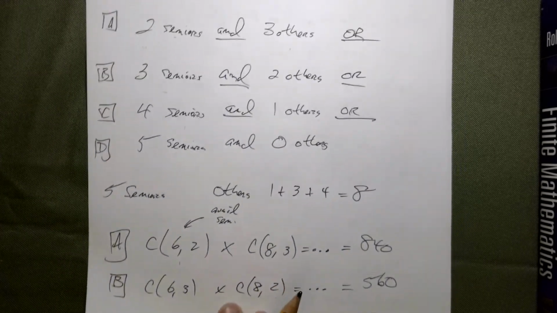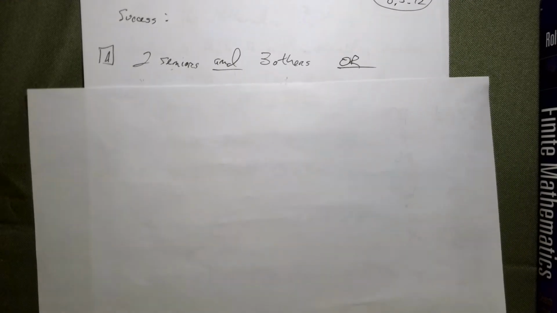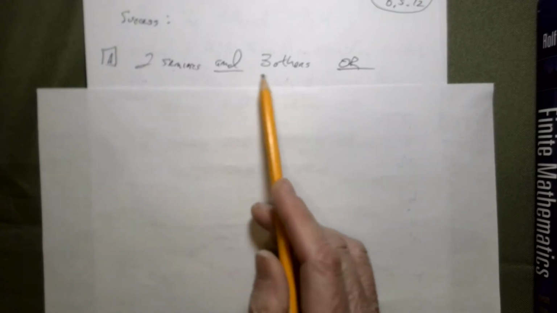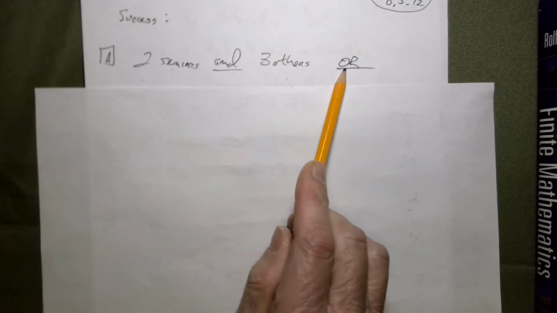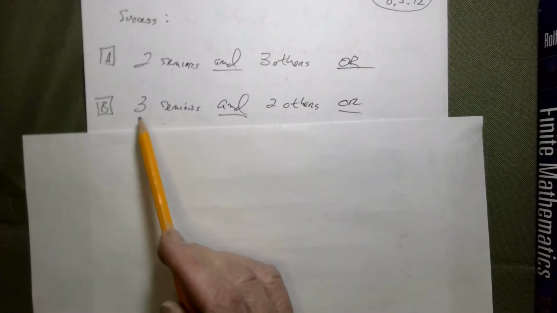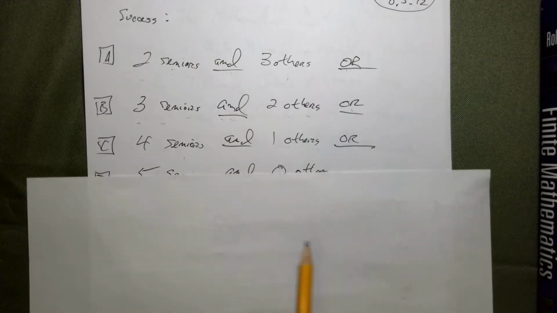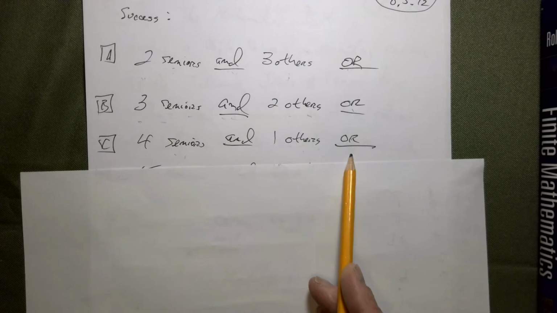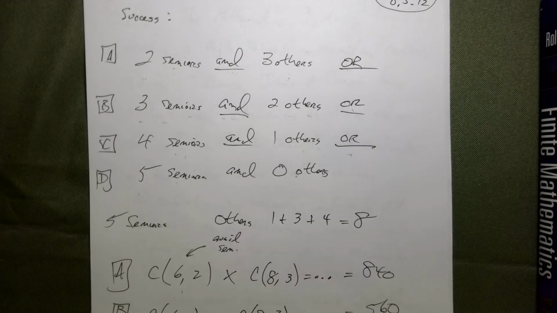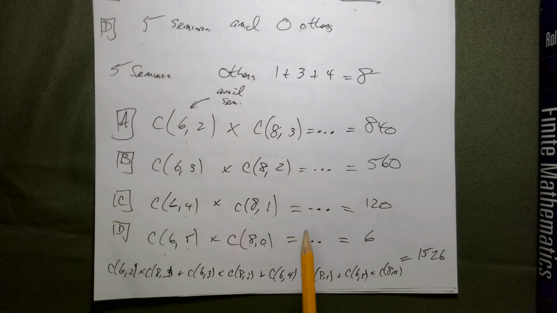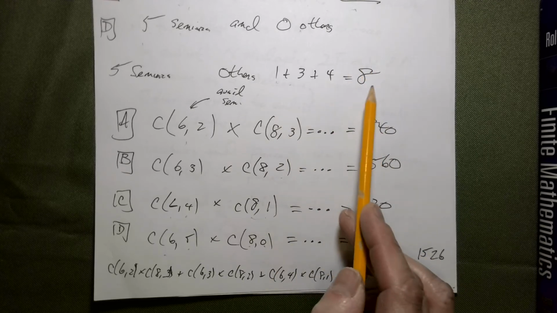So we list out what we mean by success. I could have the committee consist of 2 seniors and 3 others. And means multiplication. Or means what? Addition. I could have 3 seniors and 2 others. That means multiplication. Or 4 and 1. Or 5 and none. So we had 1 freshman, 3 sophomores, 4 juniors. That's 8 in the other category.